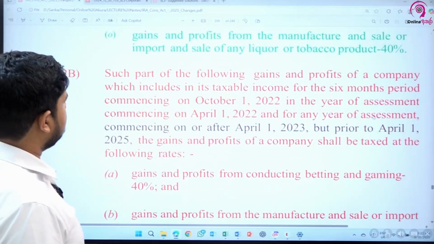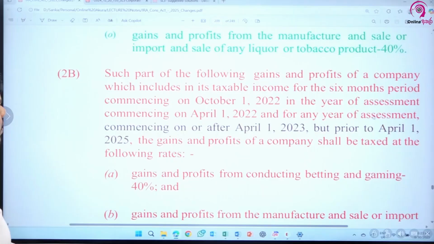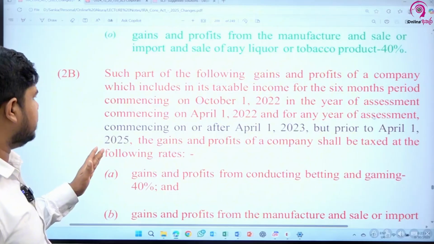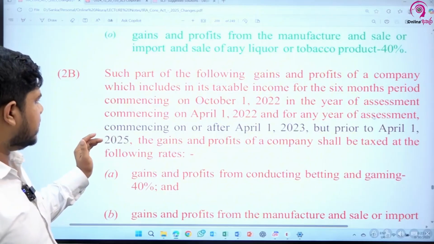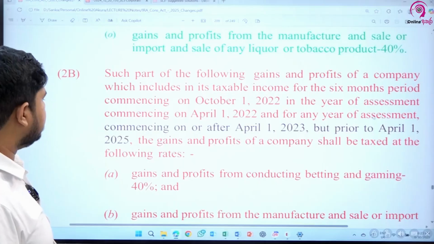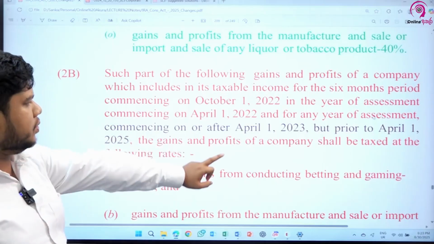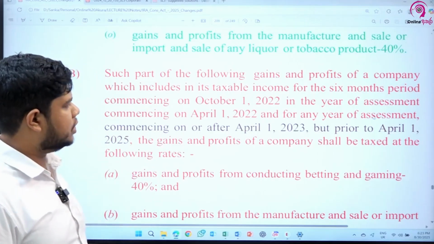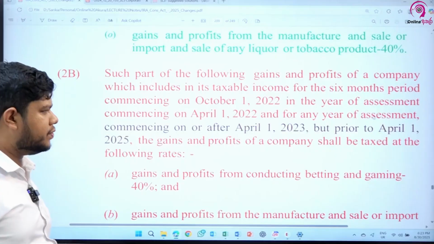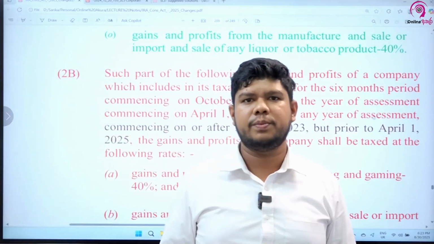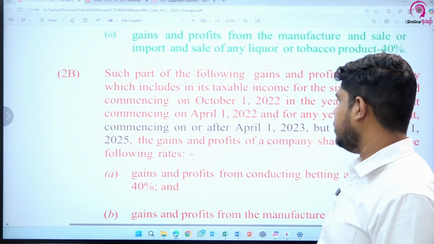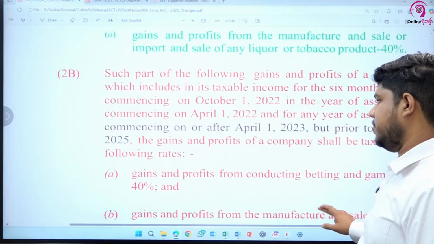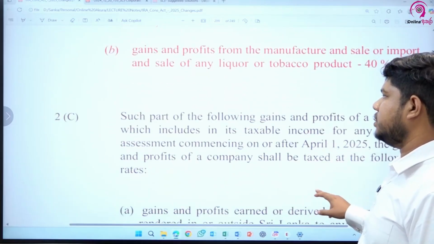2b. Such part of the gains and profit of a company which include taxable income of 6 months period commencing on April 12 for the year of assessment, for any year of assessment commencing on or after April 2000, but prior to April 1st 2025. So it's not relevant for your exam. This is also prior to April 1st 2024. Your exam purpose most probably it will be tested for year of assessment 2025-26. Right? 2025-26 might be tested.